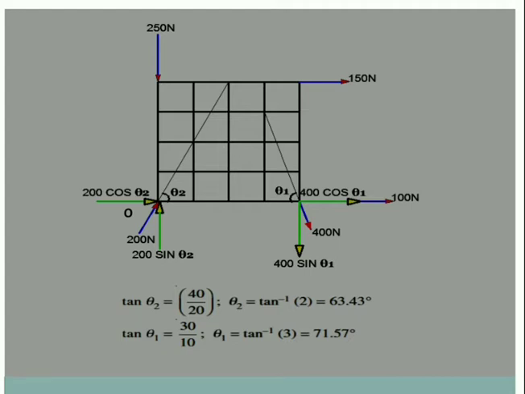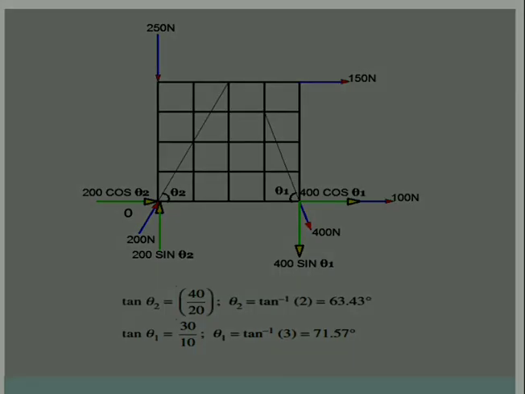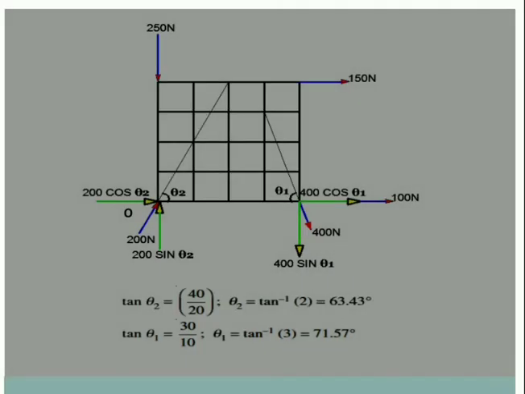So remember that theta 1 is 71.57 and theta 2 is 63.43 degrees. Note down theta 1 and theta 2, which we have to use in the example further. So check out these components also. The horizontal component is 200 cos theta 2, the vertical component is 200 sin theta 2. Here the vertical component is 400 sin theta 1, and the horizontal component is 400 cos theta 1.